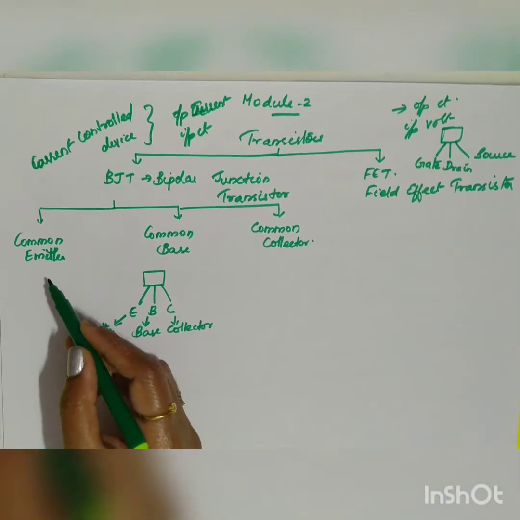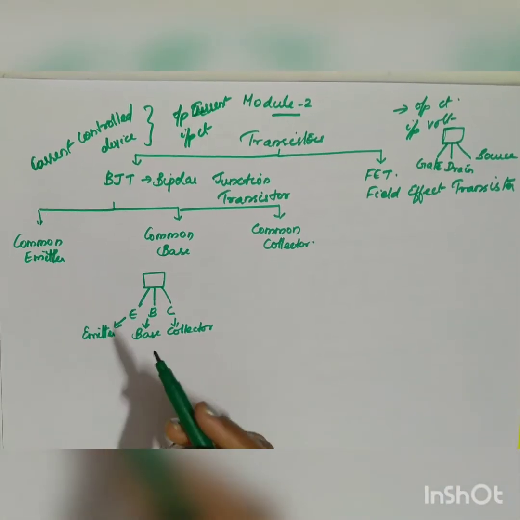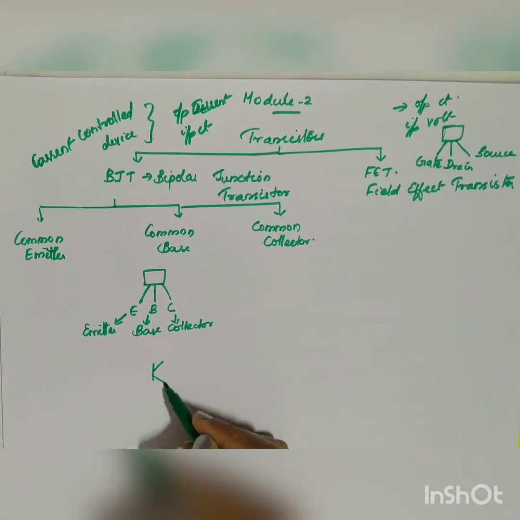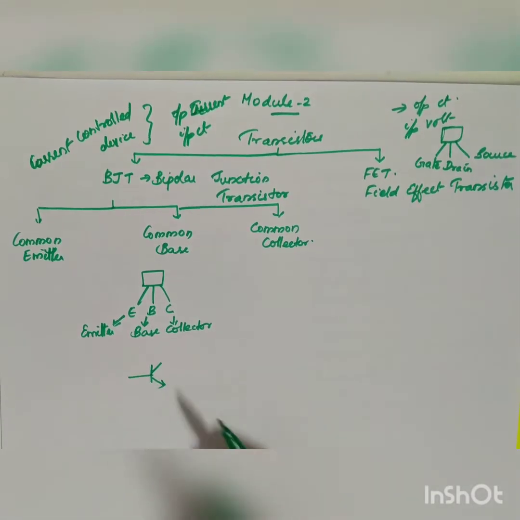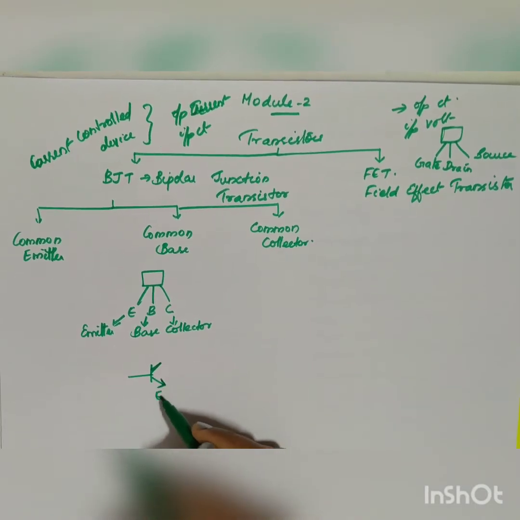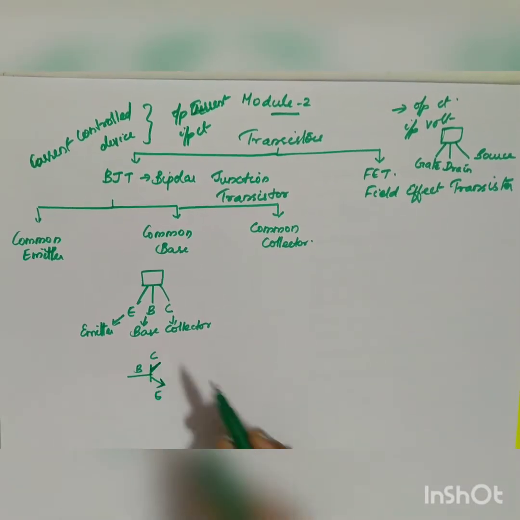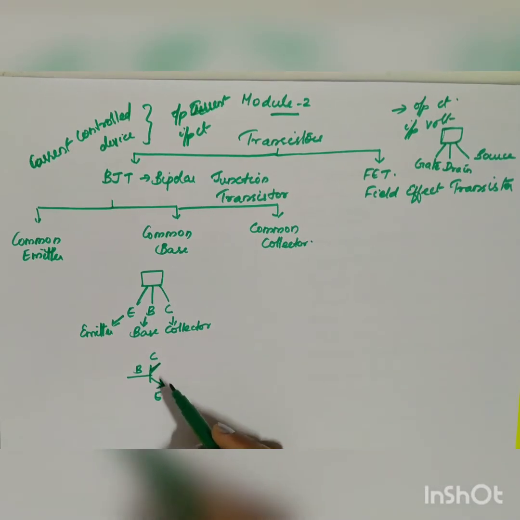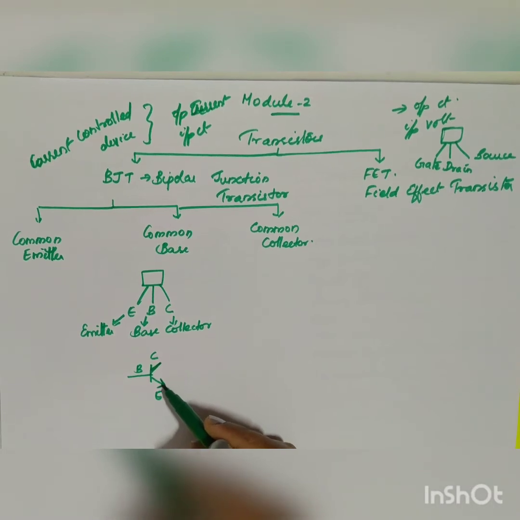So in the case of common emitter configuration, the transistor symbol is like this. It is a three terminal device. This will be your emitter, this will be your base, and this is your collector. How do you know that it is an emitter? Here you have an arrow mark which signifies the flow of the conventional current.